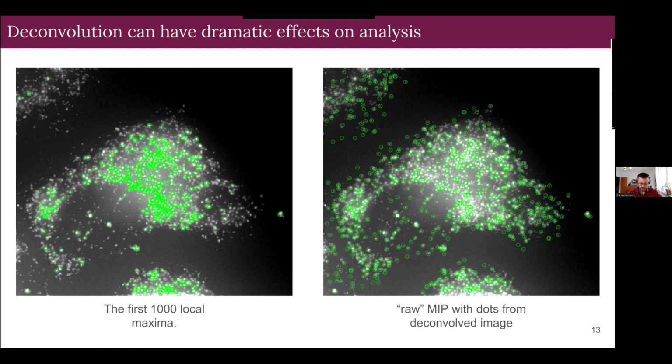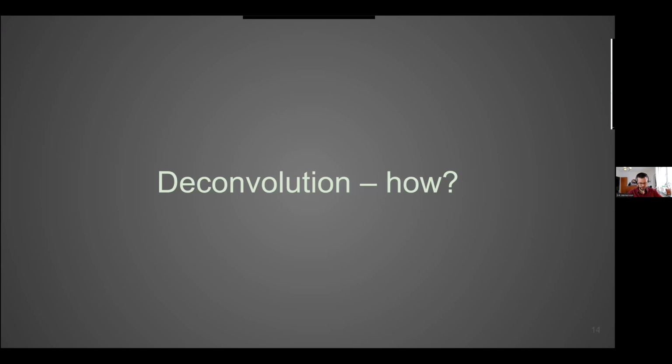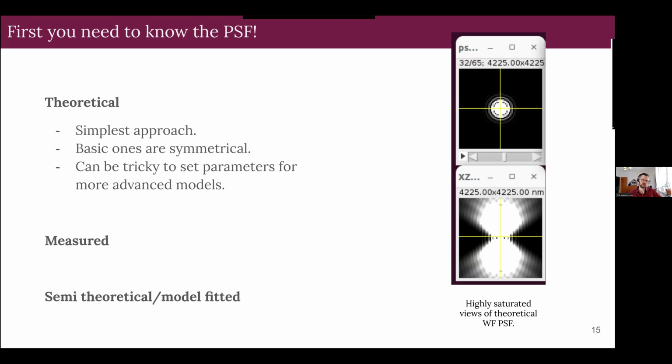Okay, so maybe that's reason enough. We will see. But then the other question: if you decided that you want to use deconvolution, how do you do it? What are the steps? First of all, you need to know the point spread function. You need to know it quite well, actually. And typically, there are three ways to go ahead. Either use a theoretical point spread function, calculated from basic parameters like the numerical aperture, refractive index, and so on. The basic ones are completely symmetrical, like the so-called Born-Wolf model. There are also more advanced models, which have a lot of parameters, and those can be tricky to set.